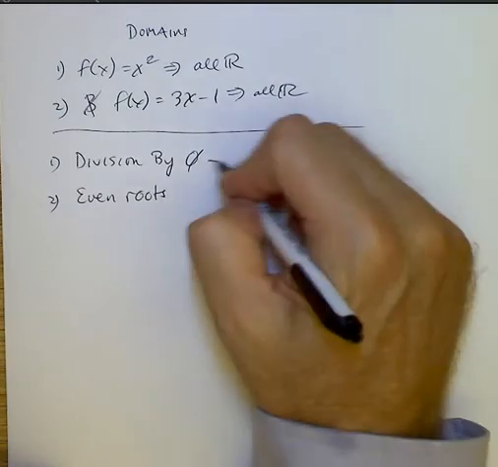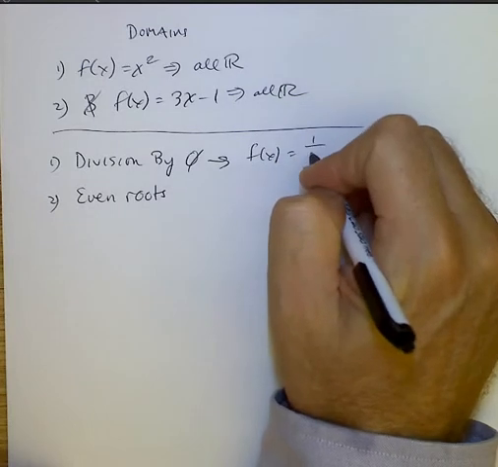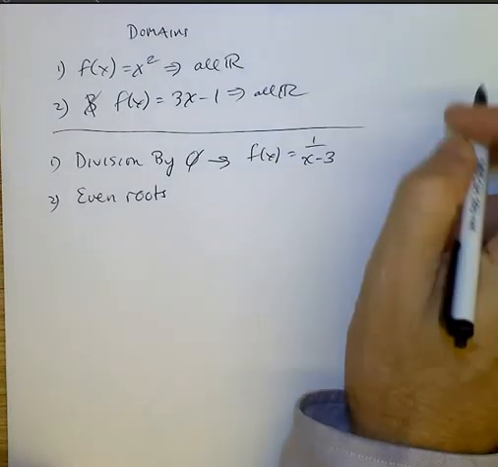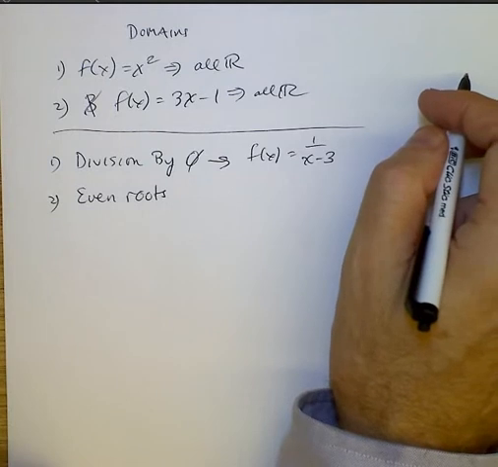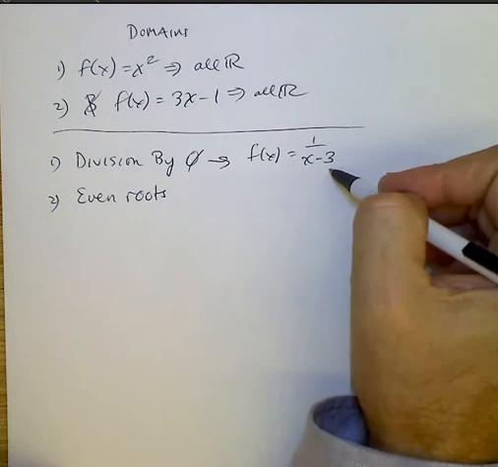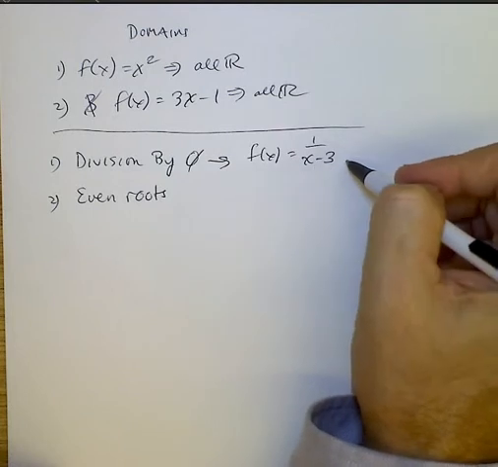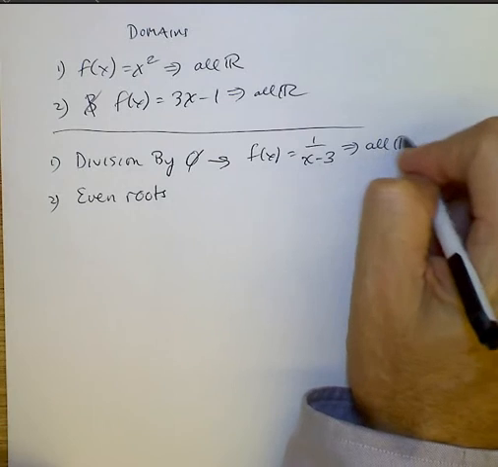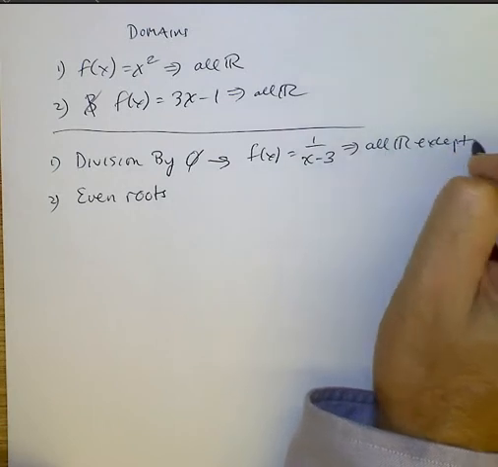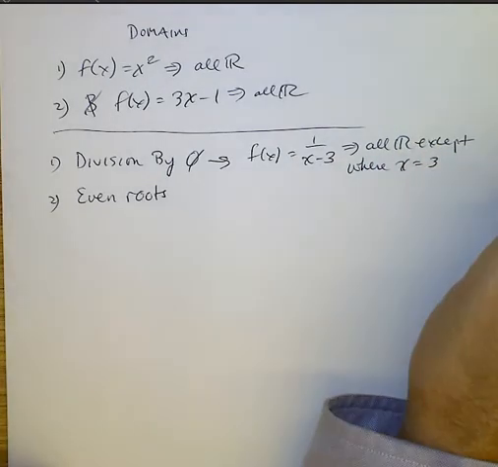Division by 0. If I said f of x equals 1 over x minus 3, I said, what's the domain? Well, what value of x creates a 0 denominator? Well, in this case, if x were to be 3, I would have 3 minus 3 in the denominator. 3 minus 3 is 0. So x cannot be 3. So you would say that your domain is all reals except where x equals 3. Okay?